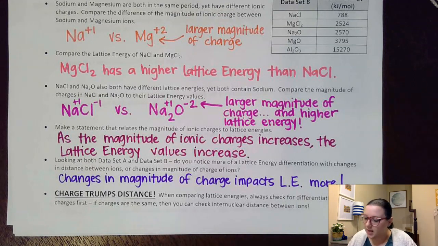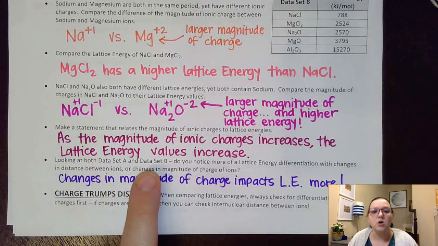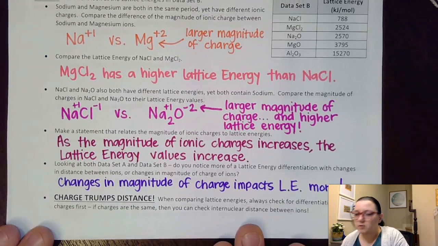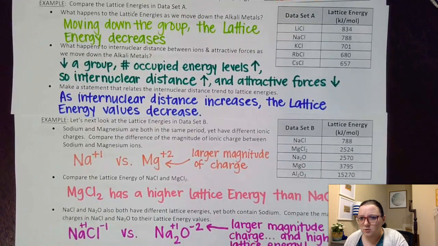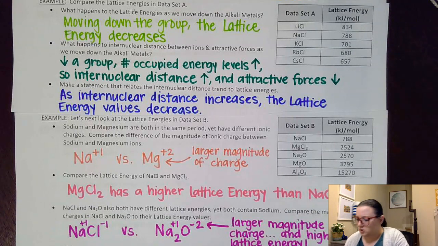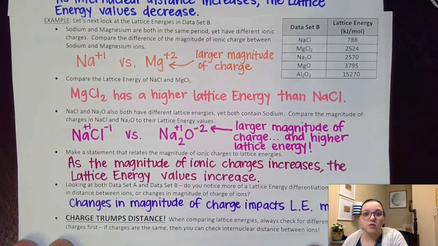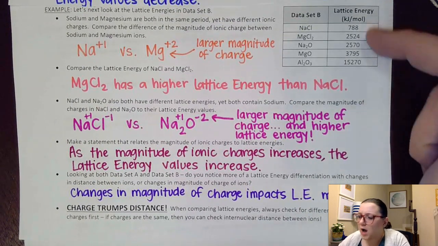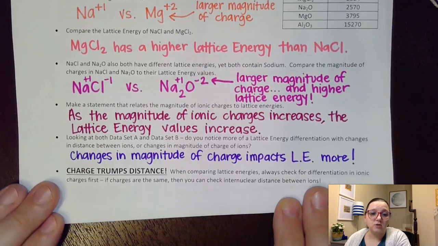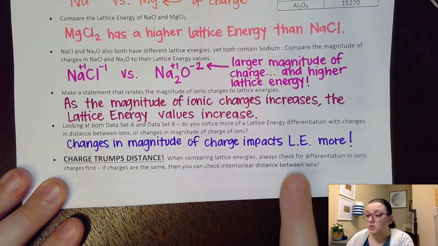So the next question asked, hey, looking at both data set A and data set B, do we notice more of a lattice energy difference with changes in distance between ions, so that internuclear distance, or do we notice more difference with magnitude of charge? So if I go compare the data in the first data table, I noticed some differences kind of ranging from 834 to 657, so, you know, all in the hundreds range here. But when I look at this second data set where the charges were different, look at the wide range of lattice energy values we saw there. We saw from 788 all the way up to 15,000. So what that means is that changes in magnitude of charge have a greater impact on lattice energy.